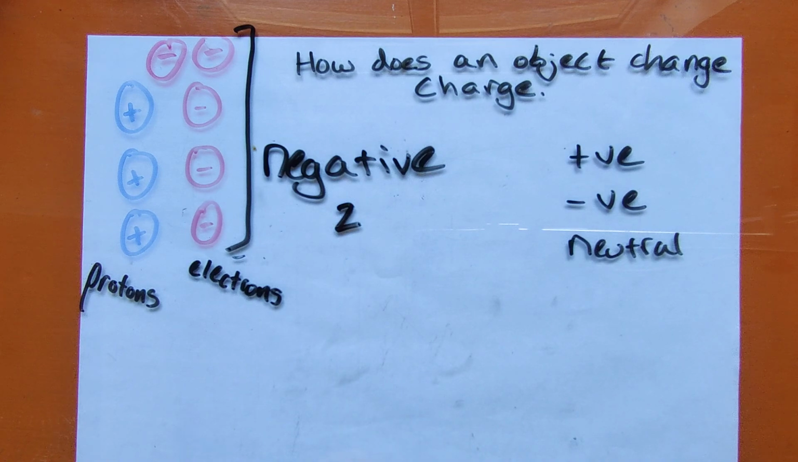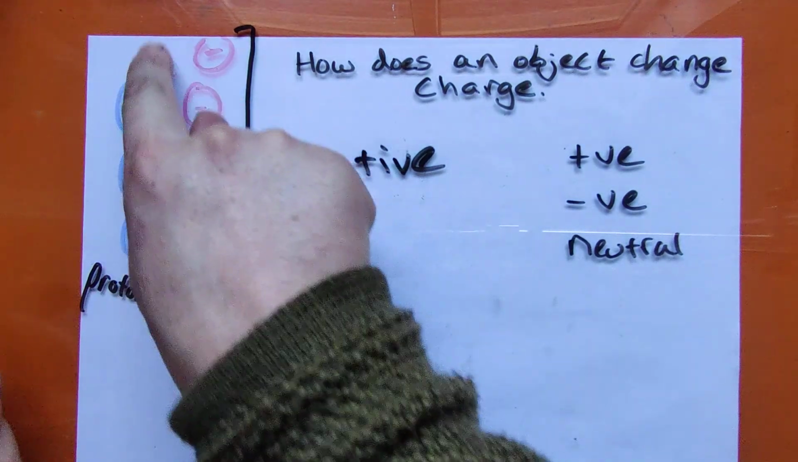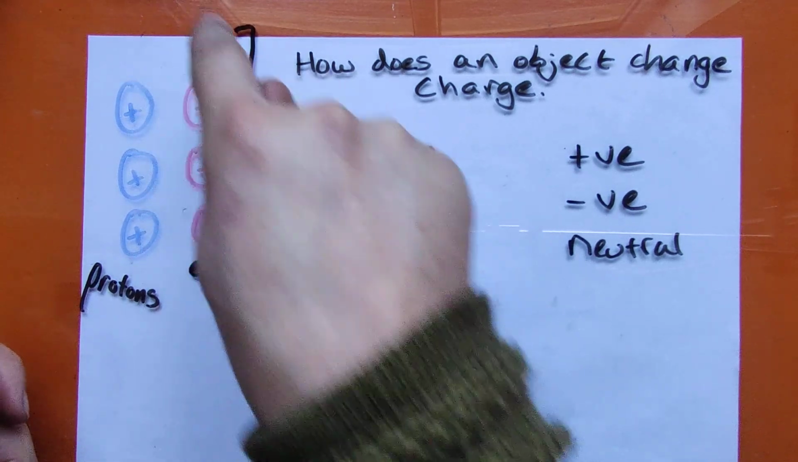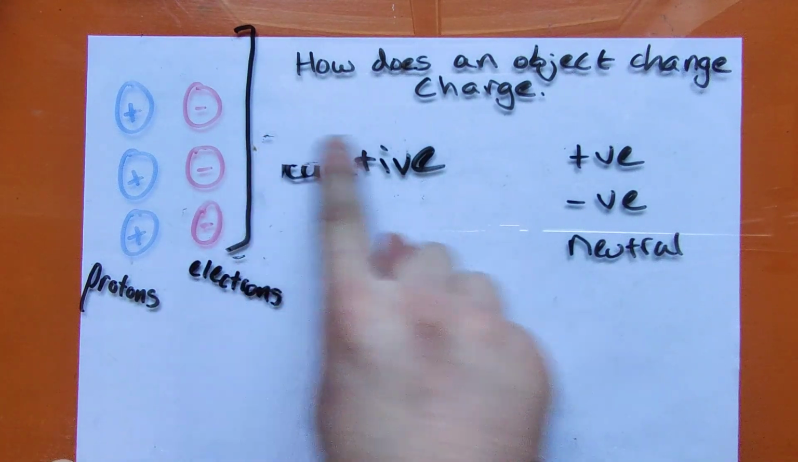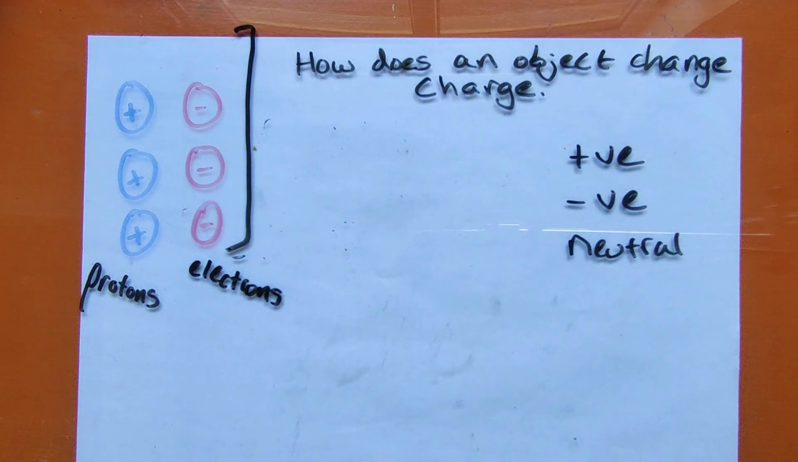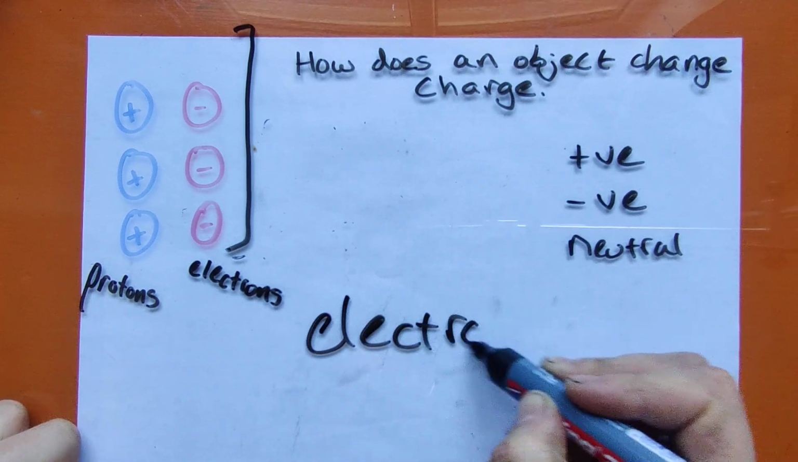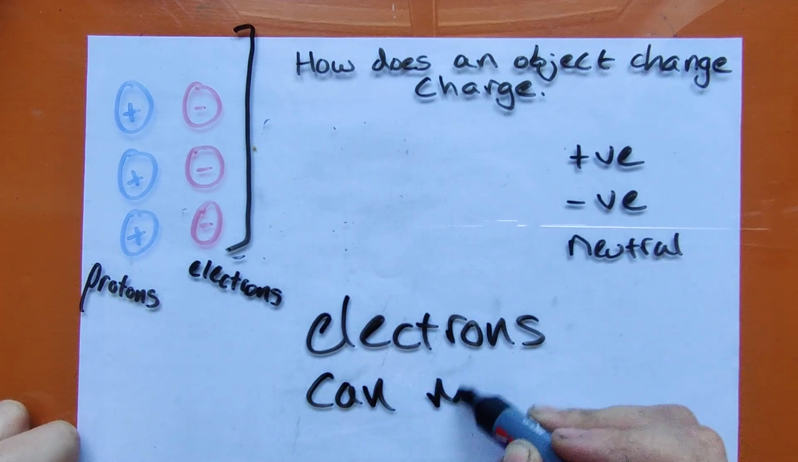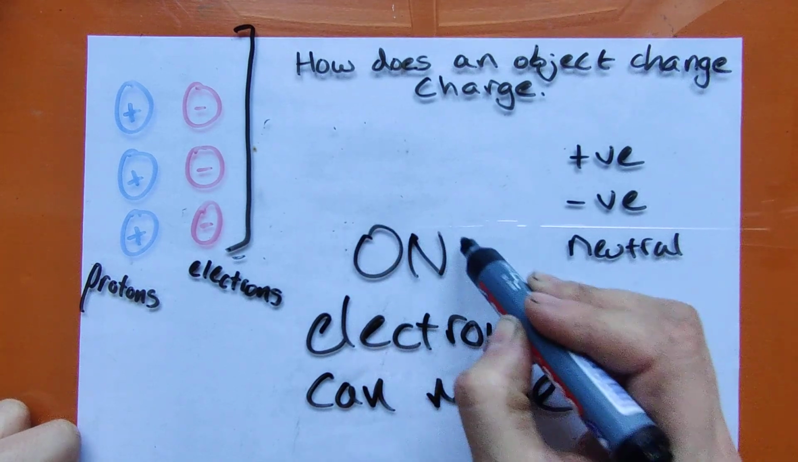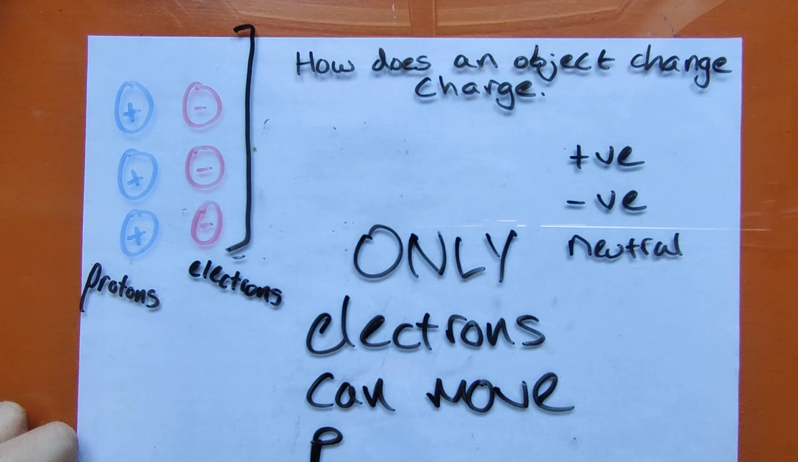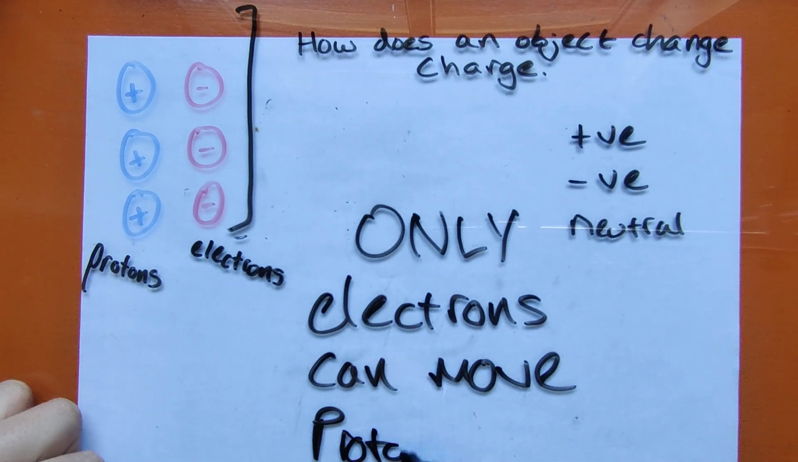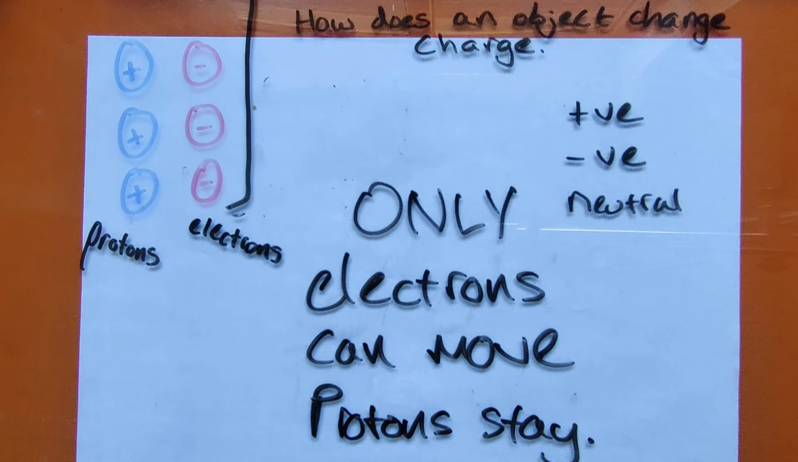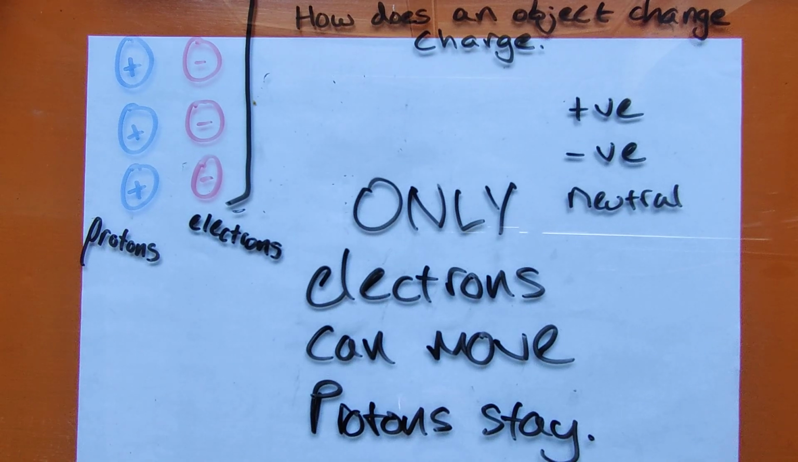So it's really actually not too complicated to work out, but the main thing that we have to remember, and it's a really important thing they love asking about in exams, is the bit of information that you need to know: only the electrons can move. Protons stay. There you go.